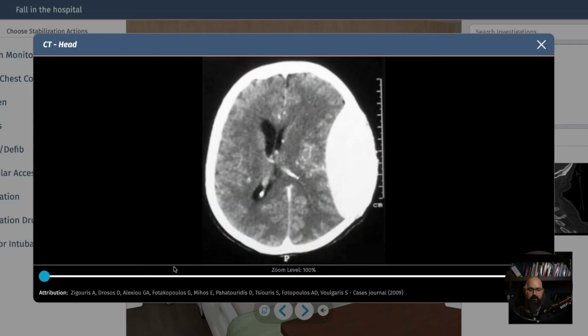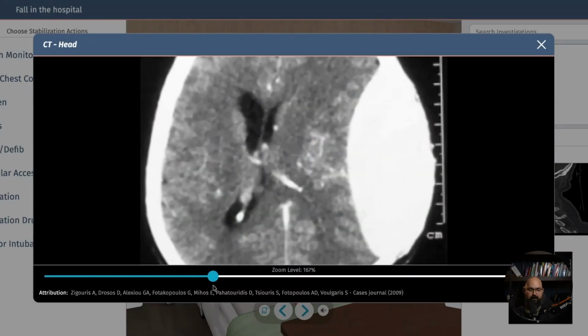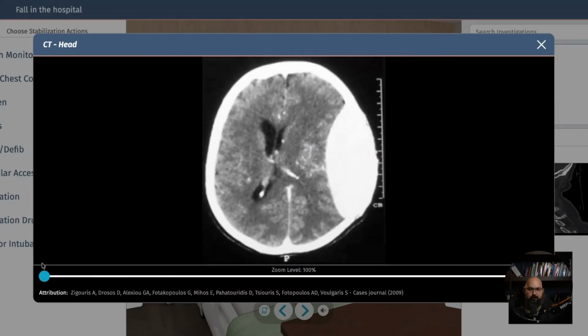It doesn't give you an interpretation, but I can tell you straight away, this is an epidural hematoma. Looks like you have midline shift, some mass effect. Okay, so this is a bummer.